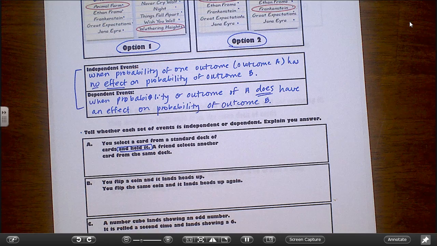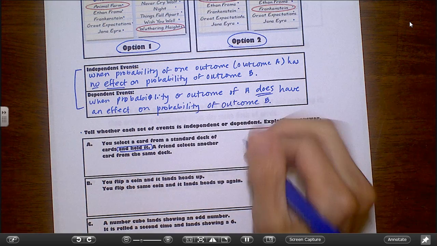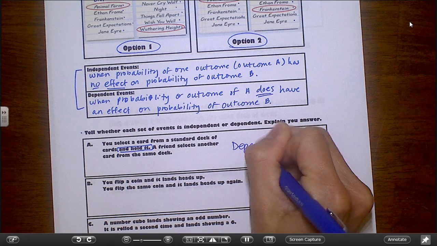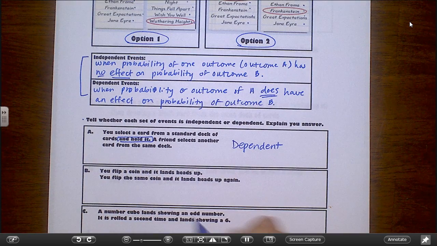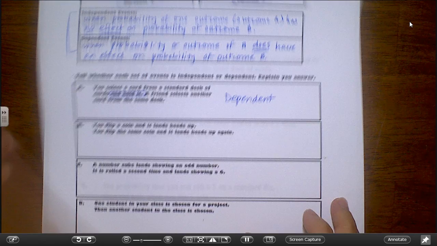Okay. So we're going to say that this is dependent. Again, because the fact that I'm still hanging onto that card means that I created new stakes for the game, so to speak.